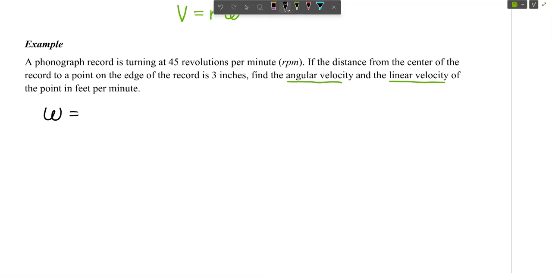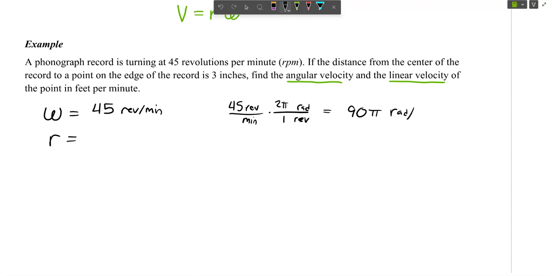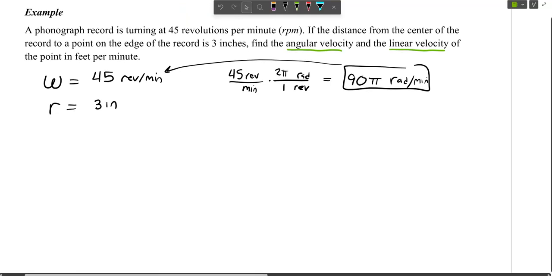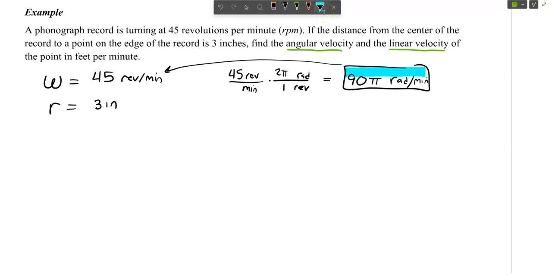So what I see in this problem is that they gave me two important numbers. They told me that the angular velocity is 45 revolutions per minute, and what I also want to do is convert that. Remember that for 45 revolutions per minute, if I want to convert that into radians, which is what we're probably going to need to do here, 1 revolution is 2 pi radians. So I know that the angular velocity can be written as 90 pi radians per minute. So I'm going to use that as my omega value instead. And the radius here is 3 inches. So remember what we just mentioned here: angular velocity should always be written in terms of radians.